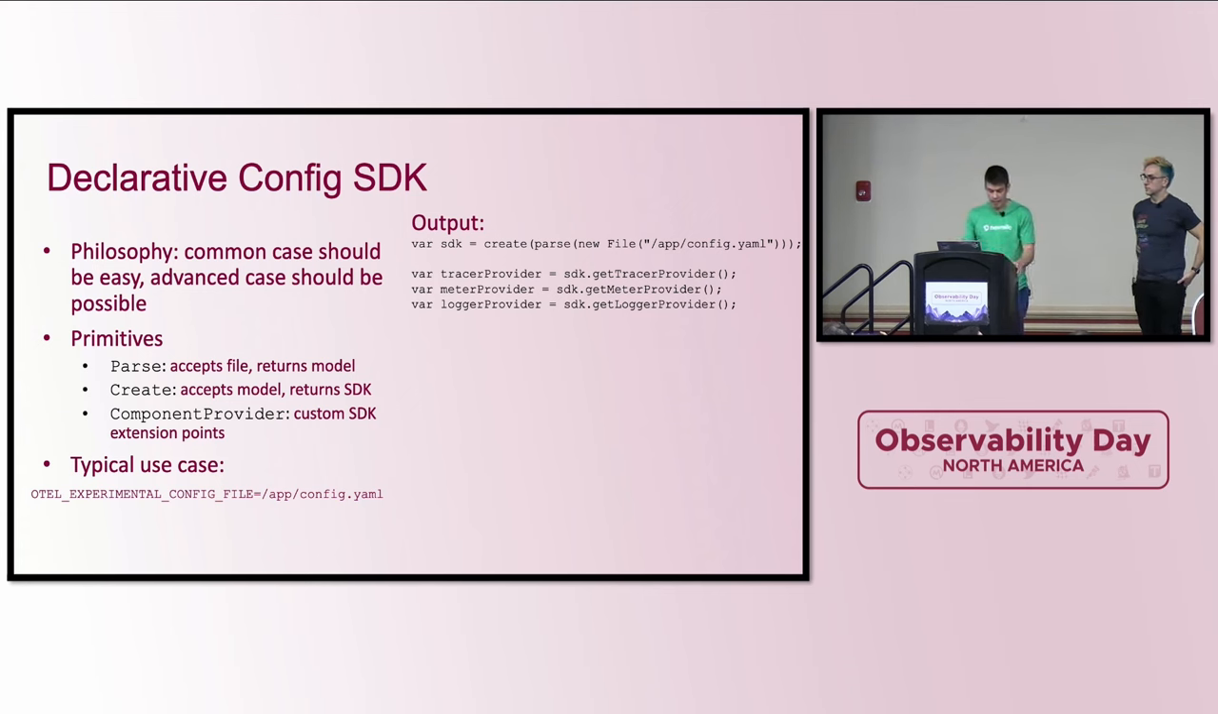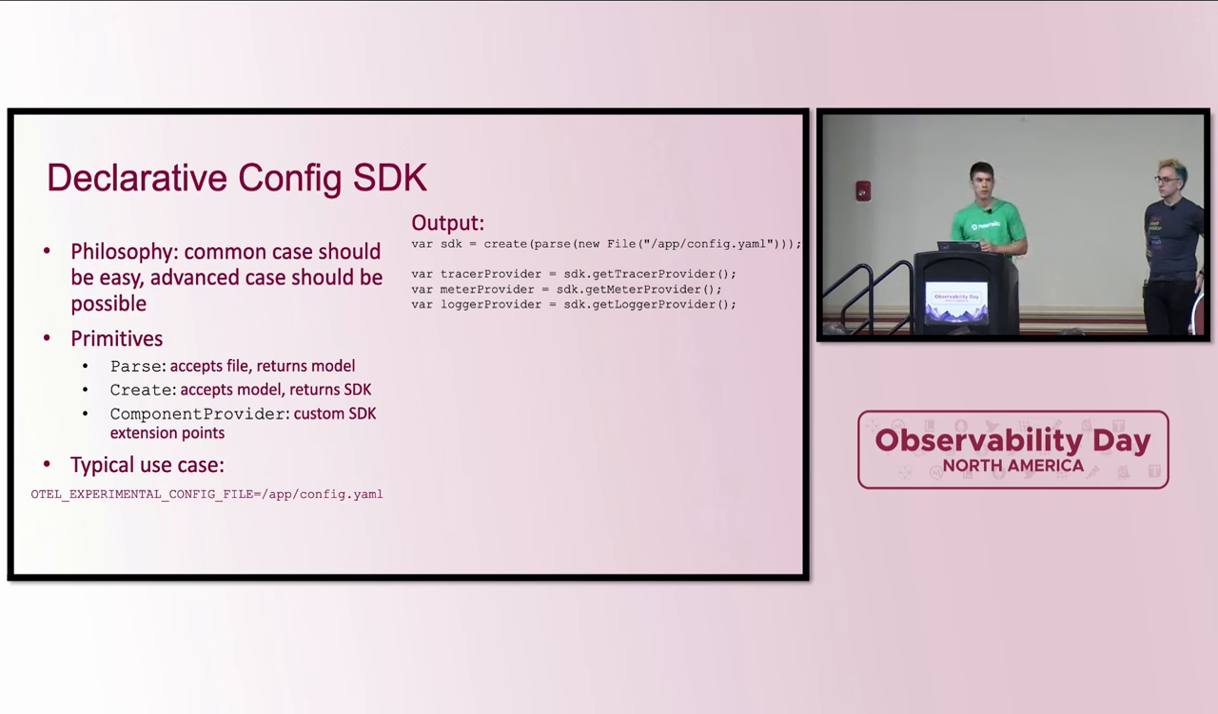On the right, we see how parse and create are used in our reference workflow. A config file representing our desired state is passed to the parse operation. The result of parse is passed to create, and create returns SDK components. This is our tracer provider, our meter provider, and our logger provider.